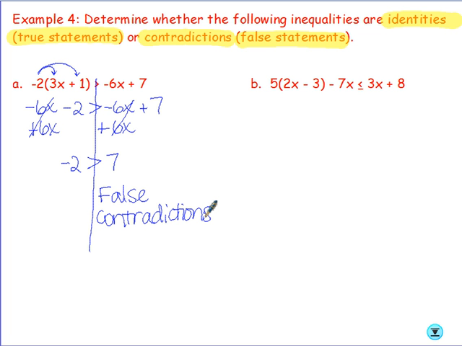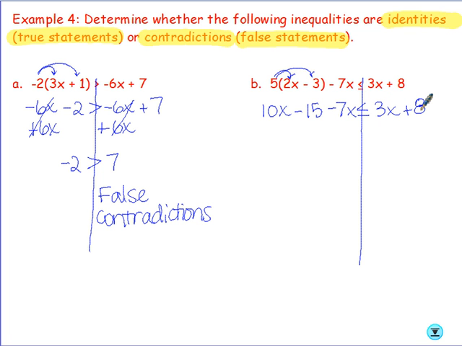So go ahead and pause the video and try example B on your own, and start it back up and we'll see how you did. Okay, so let's take a look. How did you do? Hopefully you put your line up. You distributed and got 10x minus 15 minus 7x is less than or equal to 3x plus 8.